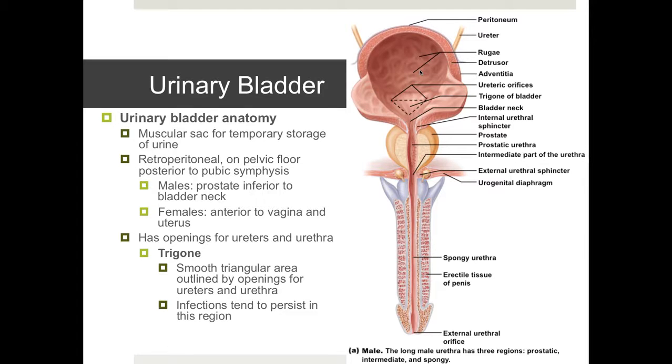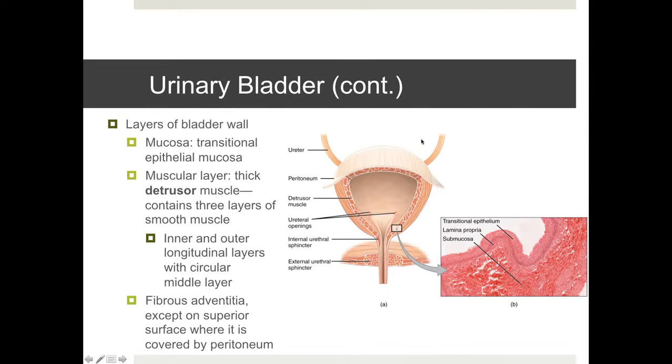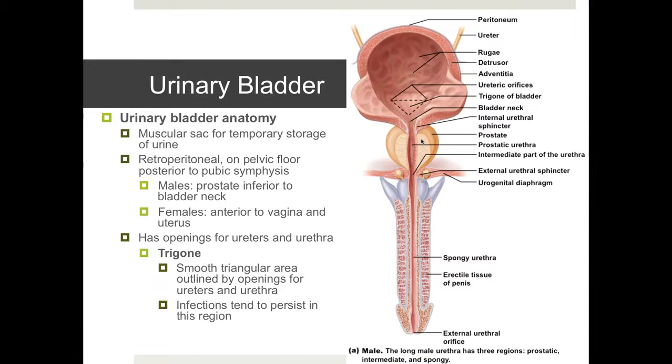In males, we're going to see that the prostate is inferior to the neck of the bladder. So here's our neck of the bladder. Here is our prostate. And within females, let me see if I have a picture of that on the next slide, but that's going to be anterior to the vagina and the uterus. So let's talk more about the bladder itself. We have openings to the ureters, which you can't see too well in this image, but I think I have a better one coming on up.